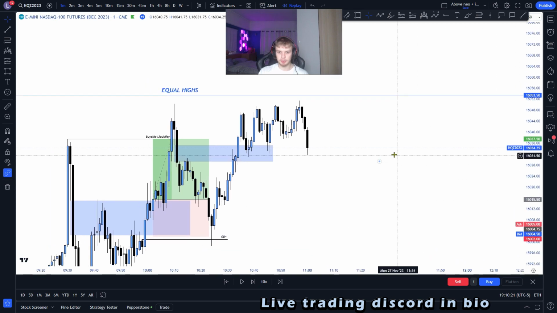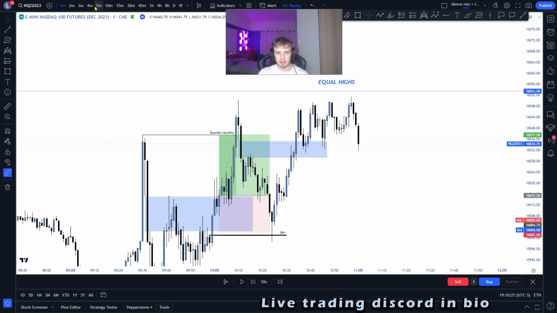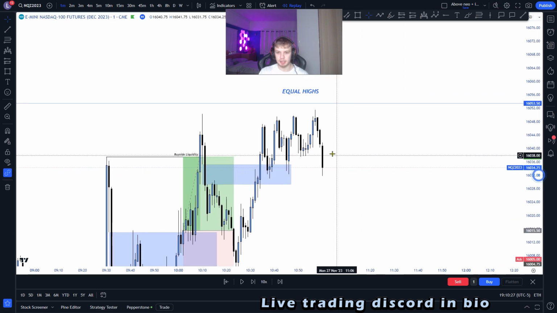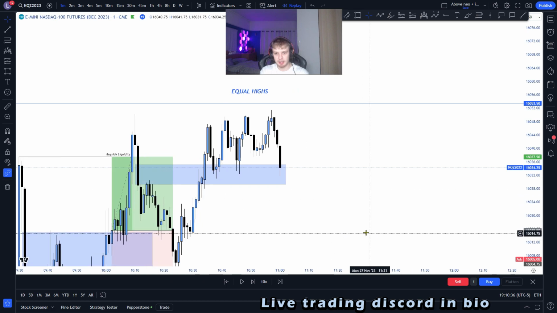Two very simple targets today. We have these equal highs that did eventually get hit, but I didn't manage to catch the move. I only took those two trades today. Very simple trades following the inversion model for fair value gaps.